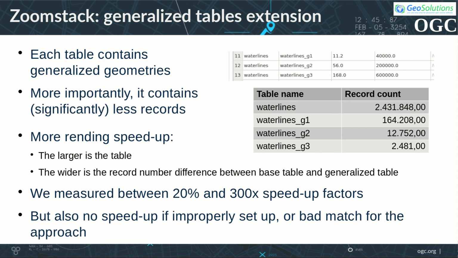Multiple generalized tables can be set up for each base table, targeting different scale ranges. If set up properly, this can lead to a significant speedup. During the testbed, we measured improvements up to 300 times on selected tables.